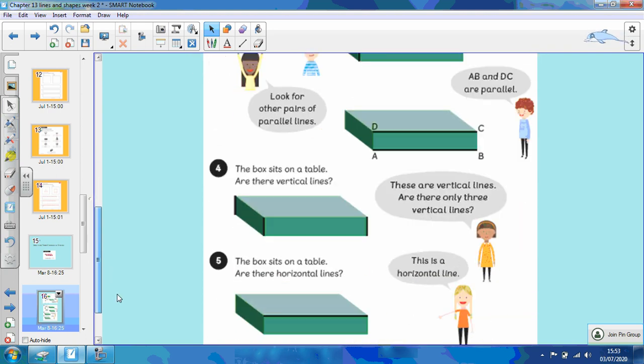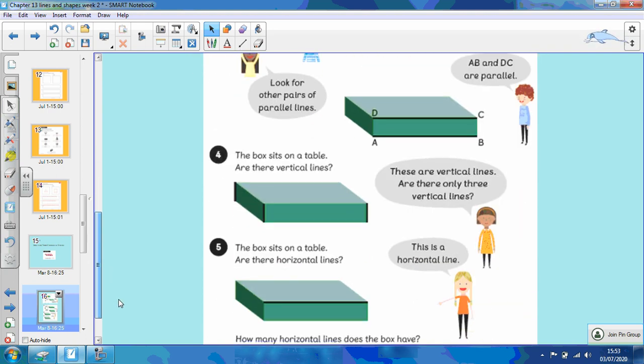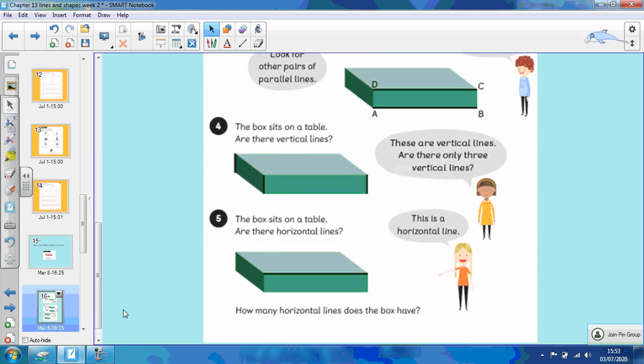Okay. Now, here are a couple of horizontal and vertical lines. So the cuboid is made up of horizontal and vertical lines. Here are the vertical lines, and there's one at the back there, and lots of horizontal lines here. 1, 2, 3, 4, 5, 6, 7, 8 horizontal lines on that one.